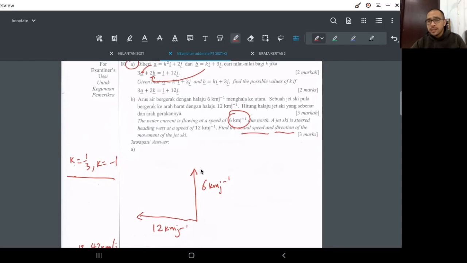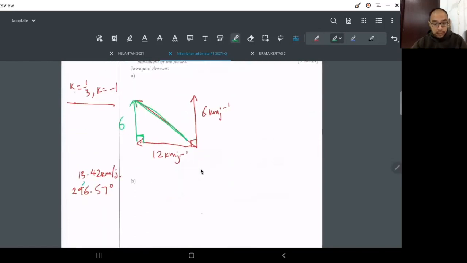So obviously this is pretty easy because one is north, one is west. So we know that this is a 90-degree angle. In order to find this vector, we can use Pythagoras theorem. So I'm going to bring this one up here like this. So this is 6. I know that this is 90 degrees, so I can find this value by using Pythagoras theorem. I will get 13.42 kilometers per hour. So this guy is going to move at 13.42 kilometers per hour. The problem is with the direction.